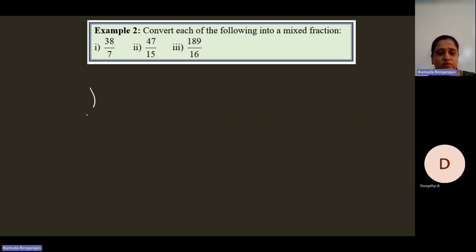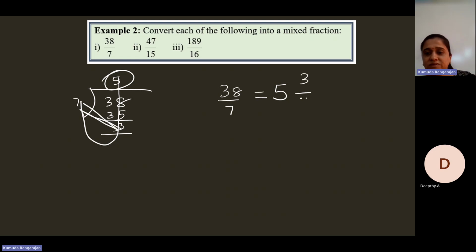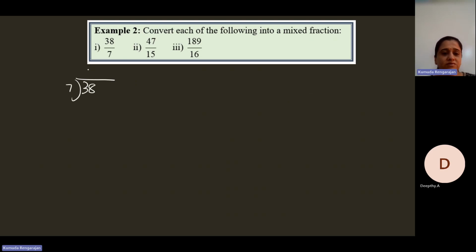You should do the long division, right? We'll just do the first one. So 7 and 38, right? 7 5s are 35. 3 is the remainder. So the improper fraction 38 by 7 can be written like this: 5 will be the whole number part, and this will be the proper fraction, 3 by 7. Use this order: 5, 3 by 7. See, 38, 7. 7 5s are 35, 3 is the remainder. So 38 by 7 is equal to 5, 3 by 7.